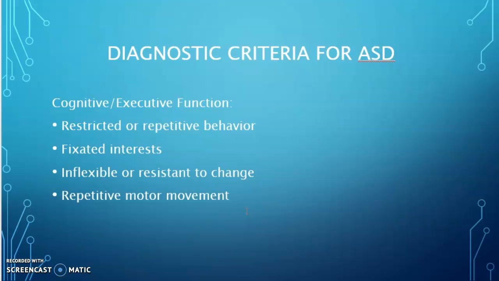Children with ASD also tend to be inflexible or resistant to change, and these two things can create a situation where the child is triggered and the symptoms that are showing for their specific diagnosis of ASD may be enhanced. These also include repetitive motor movements such as tics and other repetitive tasks.